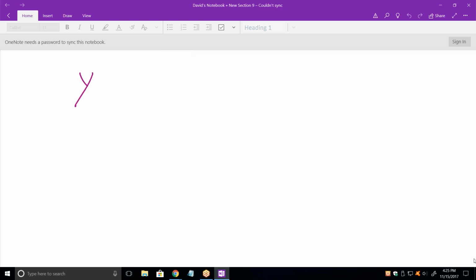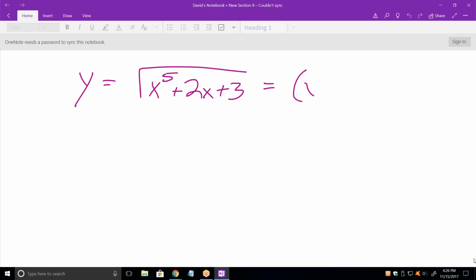So it was y equals the square root of x to the 5th plus 2x plus 3. Radical signs don't work very well when you're taking derivatives, as you've discovered. So what's a better way to write that? What does the radical sign mean? It would be the 1/2 power.